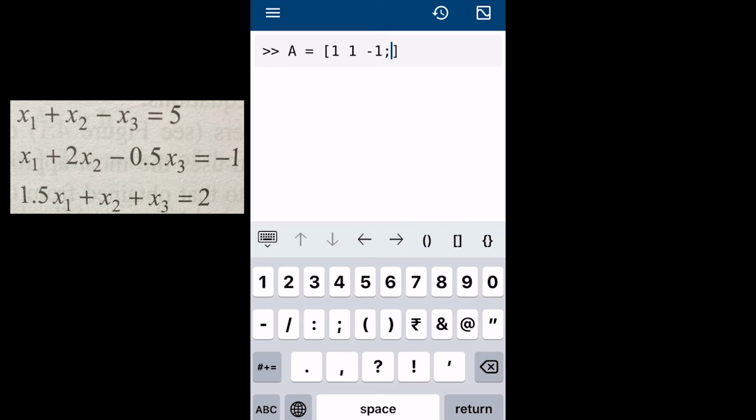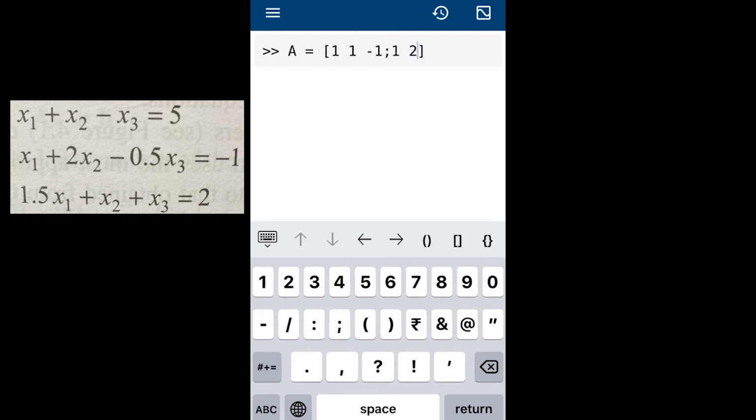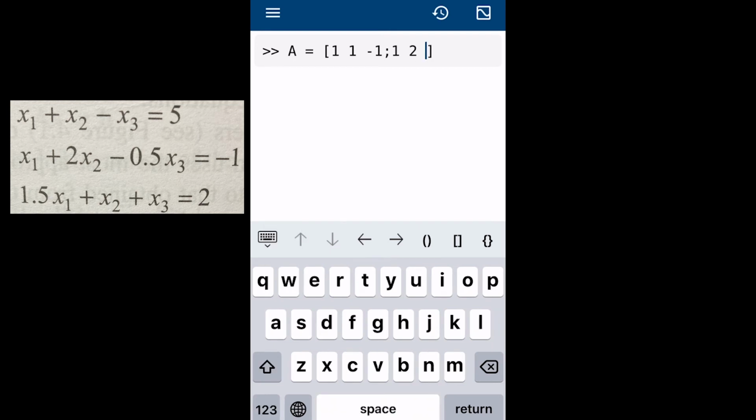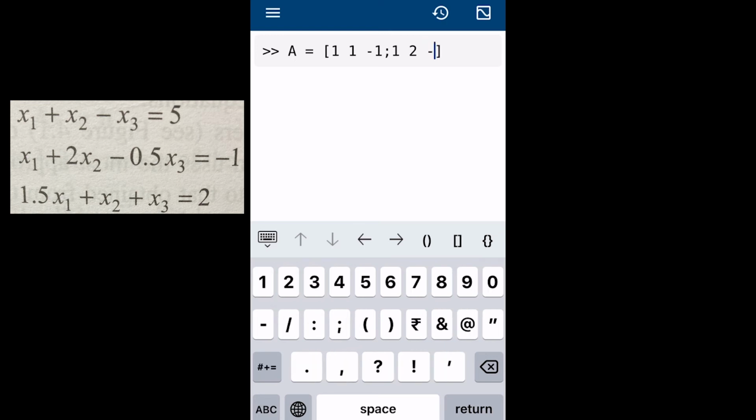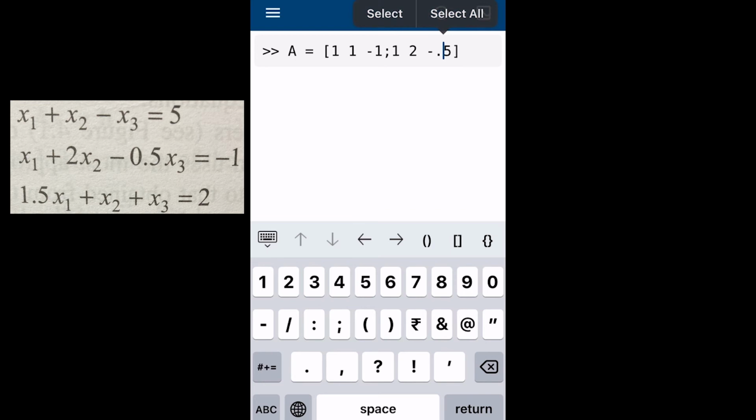So what is the second equation? x1 plus 2x2 minus 0.5 x3 equal to minus 1. What is the coefficient of x1 in the second equation? 1. What is the coefficient of x2? That is 2. What is the coefficient of x3? That is minus half, or minus 0.5. You can directly write minus .5; you don't have to put the 0. You can put 0 before the 5, or you can directly write minus .5. Same thing. So the second equation is also done.